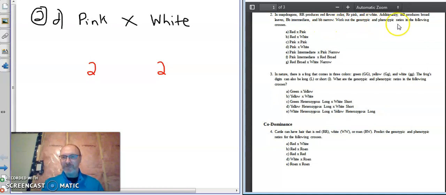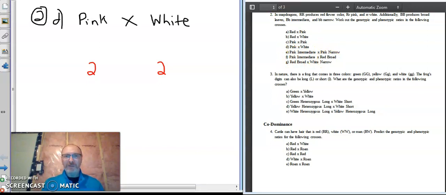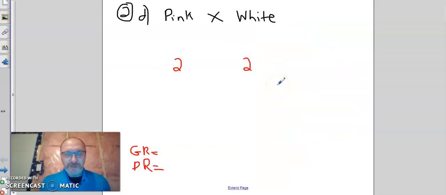Work out the genotypic and phenotypic ratios in the following crosses. So we're going to do 2D here first, pink with a white, and then we're going to do F, pink intermediate with red broad. So let's just open this up and go here. So pink, again, that's the incomplete dominance. So that's going to be big R, little r, and white is going to be little r, little r, since that can only be expressed with a homozygous recessive individual.